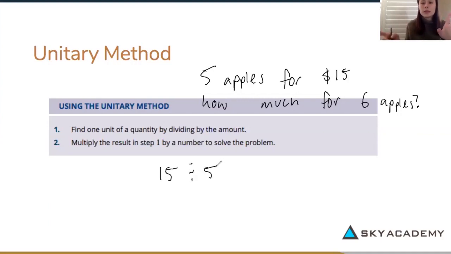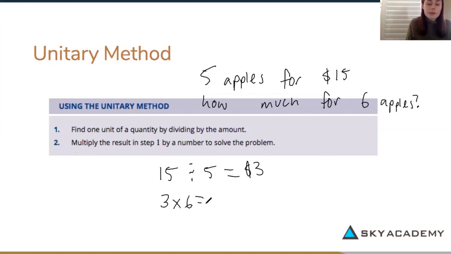So 15 divided by 5 gives you 3. So 1 apple costs $3. And now I need to figure out how much 6 apples would cost. According to step 2, I multiply the result in step 1 by the number to solve the problem. So 3 times 6 gives me $18.